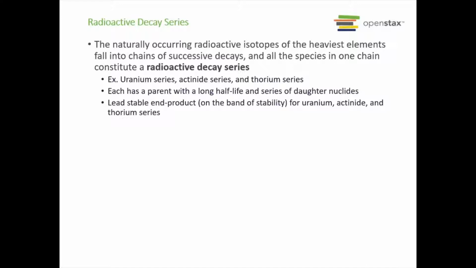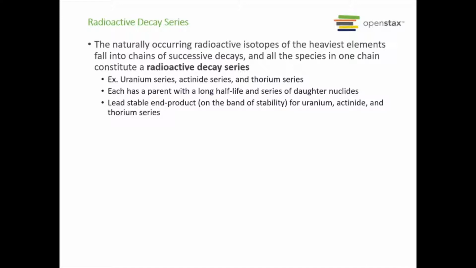Now let's talk about radioactive decay series. The naturally occurring radioactive isotopes of the heaviest elements fall into chains of successive decays, and all the species in one chain constitute what is called a radioactive decay series. For example, we have the uranium series, actinide series, and thorium series. These are three of the most common.